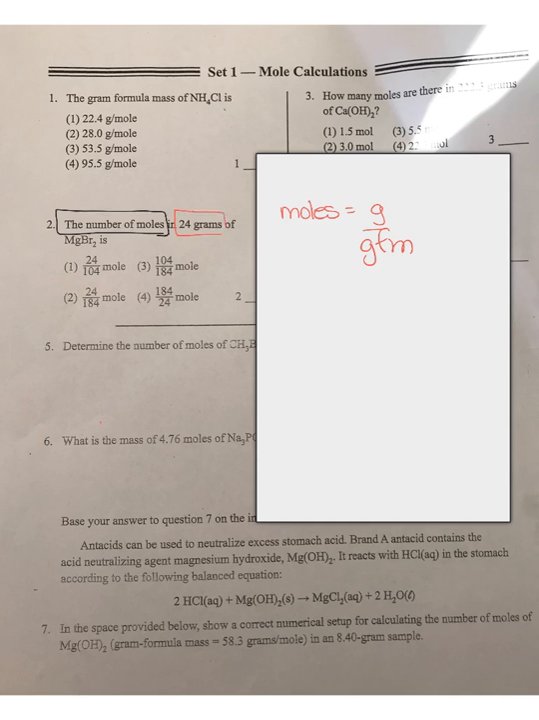In the problem, they gave us 24 grams of magnesium bromide. 24 grams is my given grams. That's going to be this number right here. So I'm going to write it up on top, 24 grams. On the bottom, I need gram formula mass. So we have to figure out the gram formula mass of magnesium bromide. So let's do that over here.